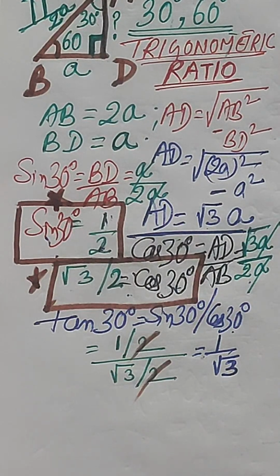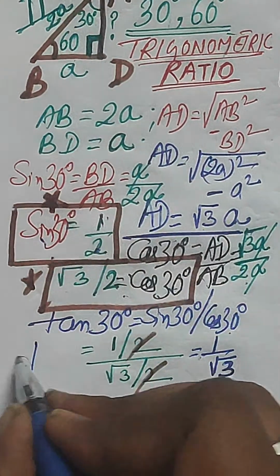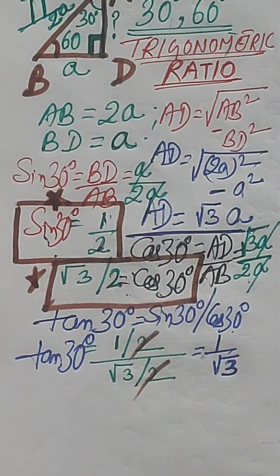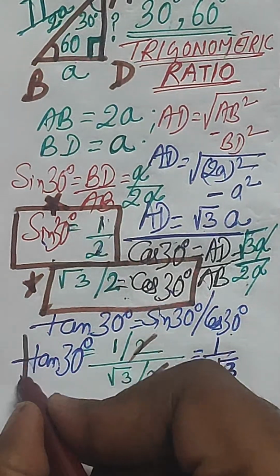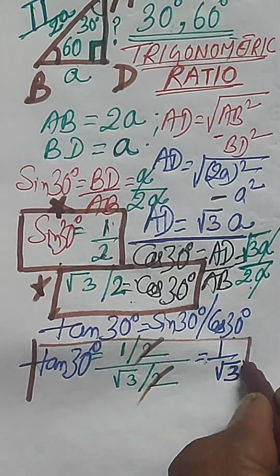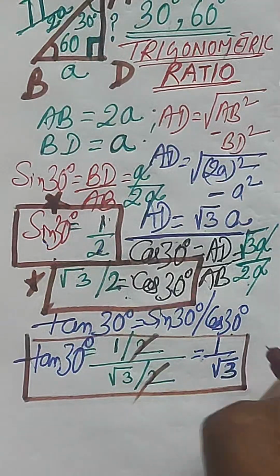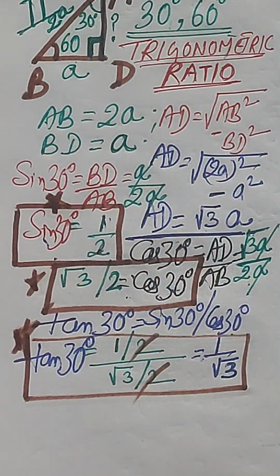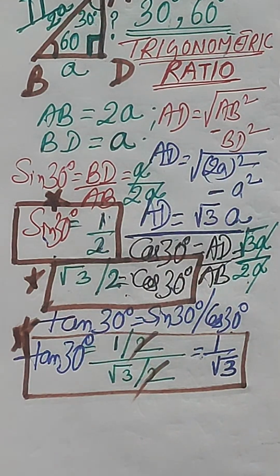Oh, we derived it. Perfectly fine. So tan of 30 degree is calculated as 1 by root 3. In this way, we have derived the value of tan of 30 degree. Right, students? Perfectly fine. I hope so.